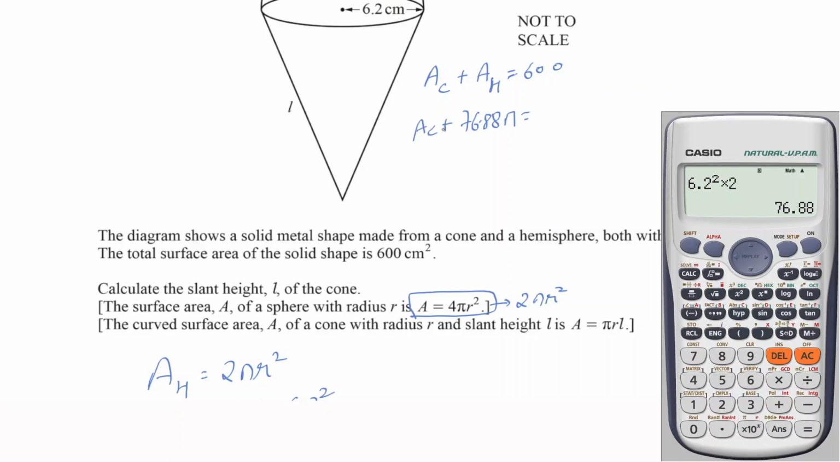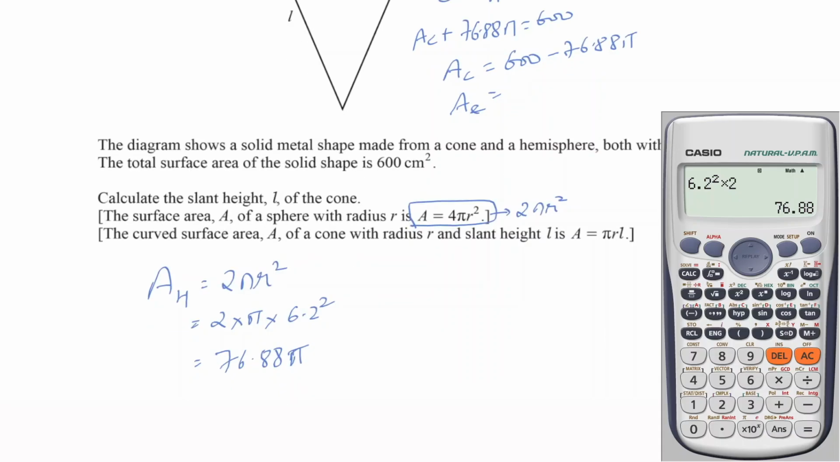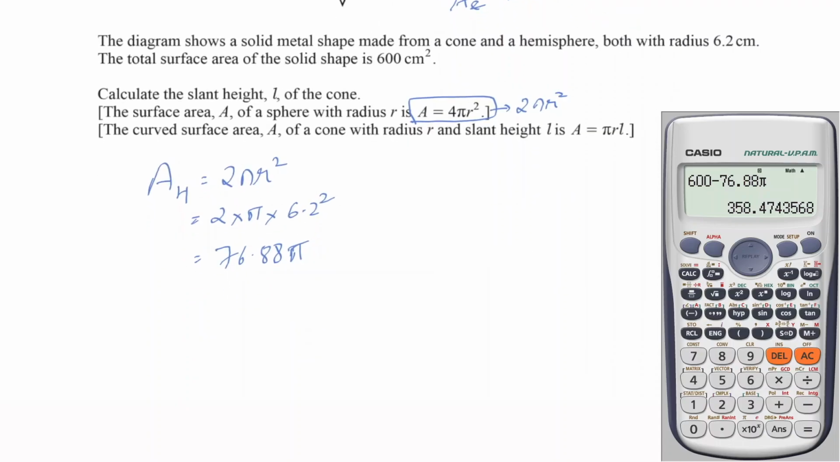So area of cone will be equal to 600 minus 76.88 pi. That will be the area of the cone, the curved surface area of the cone. So let us subtract 76.88 pi from 600. I get 358.4. So area of cone is 358.4, I can write it. So area of cone I got it.